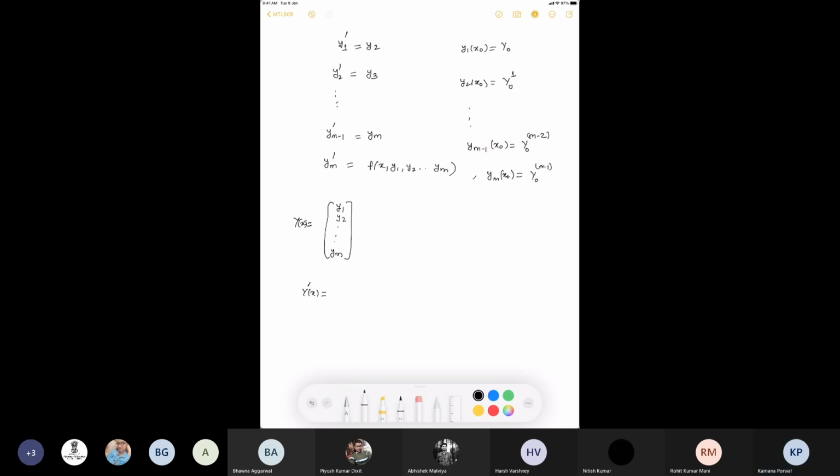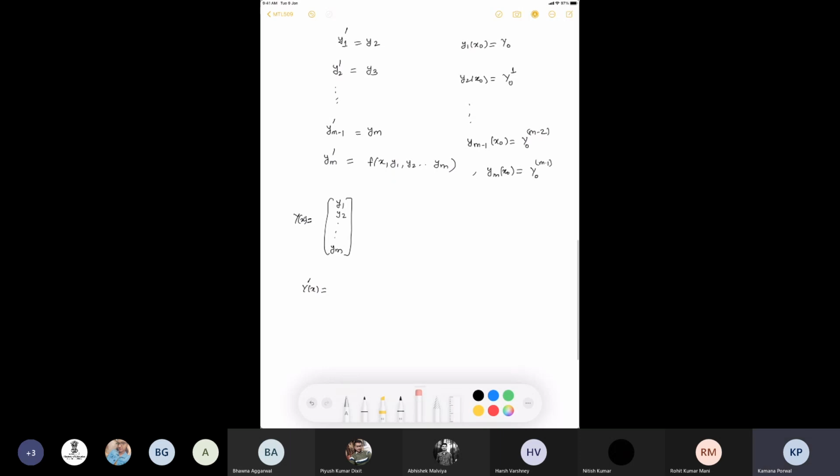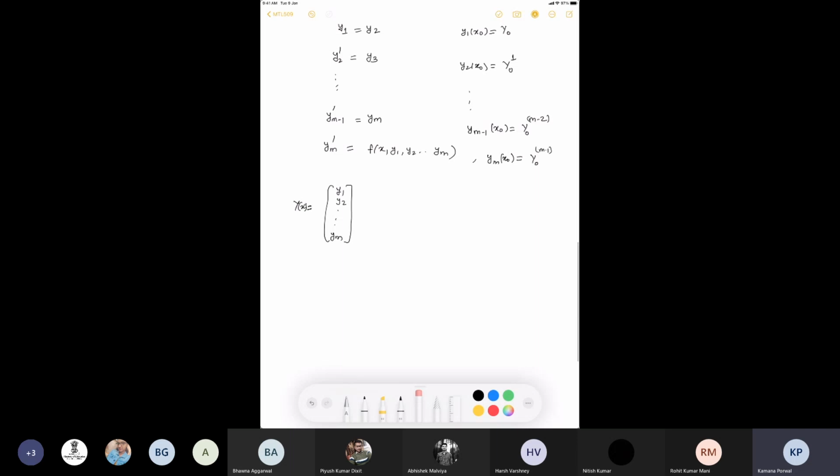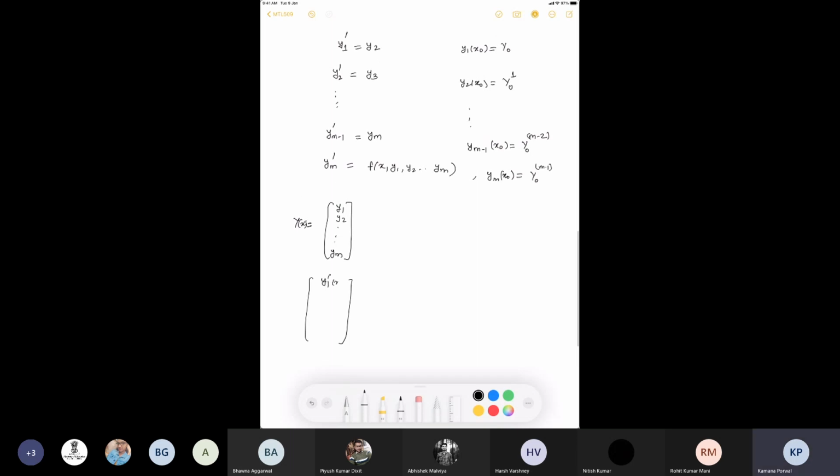Okay, so first let me write in terms of y1, y2, ym itself, and then we can write down in terms of the capital Y. So you can write down this in the matrix form in this way.